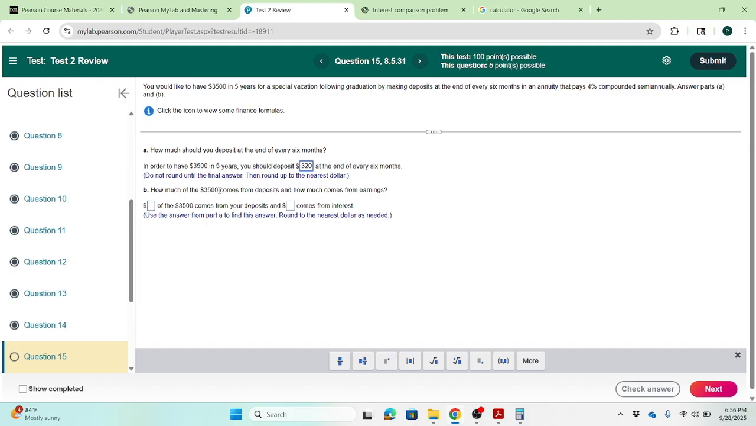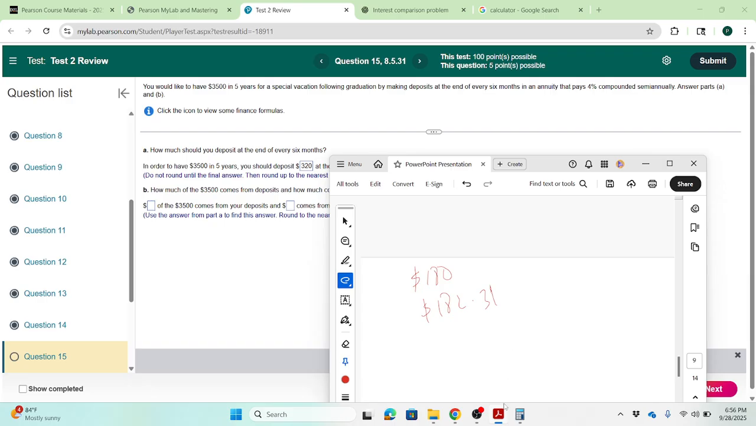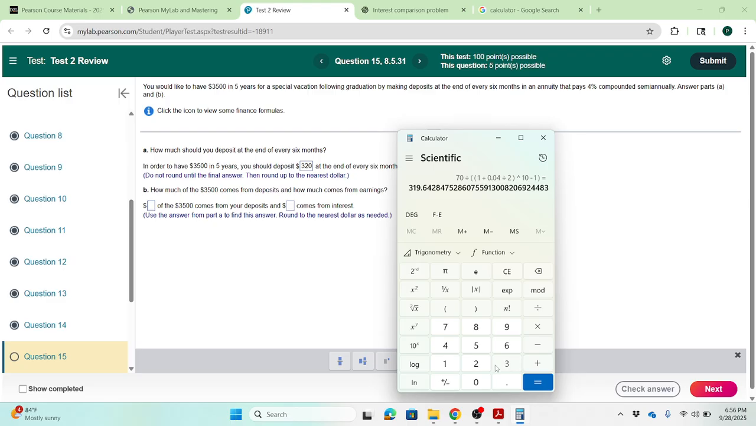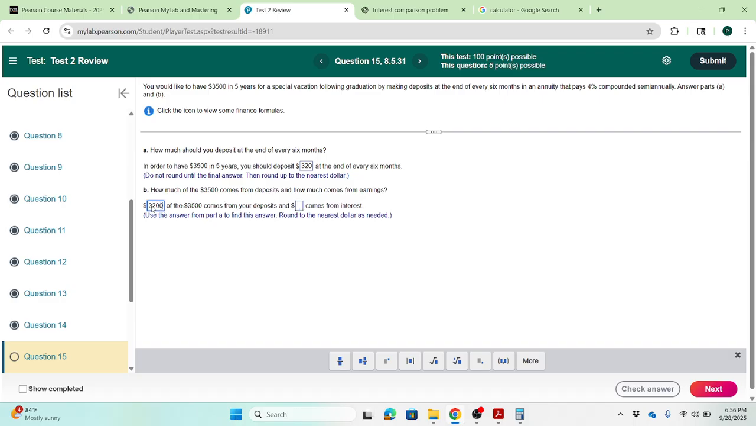How much of the 3,500 comes from deposits and how much comes from the earnings? Out of 3,500, if you make $320 twice a year for 5 years, you multiply 320 by 2 times 5, which is 3,200 coming from your deposits, and the rest, 300, is coming from the interest.